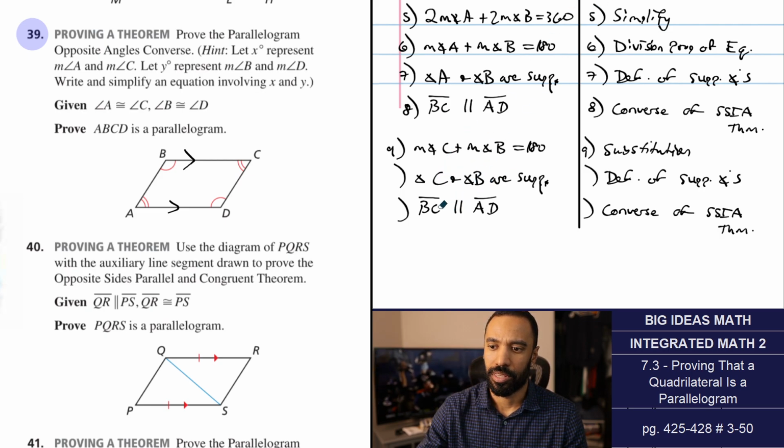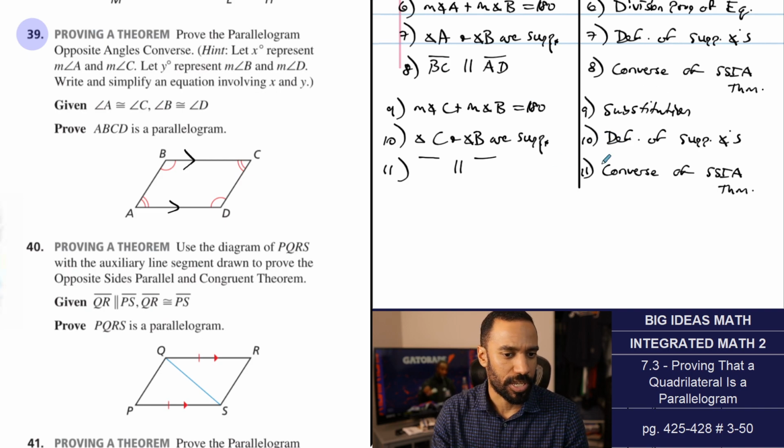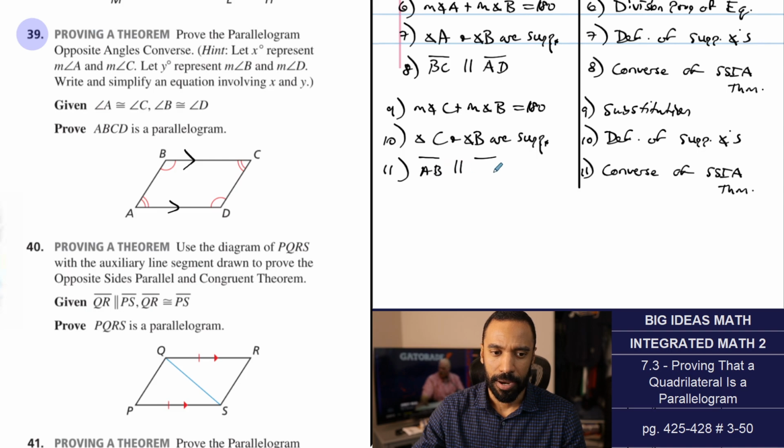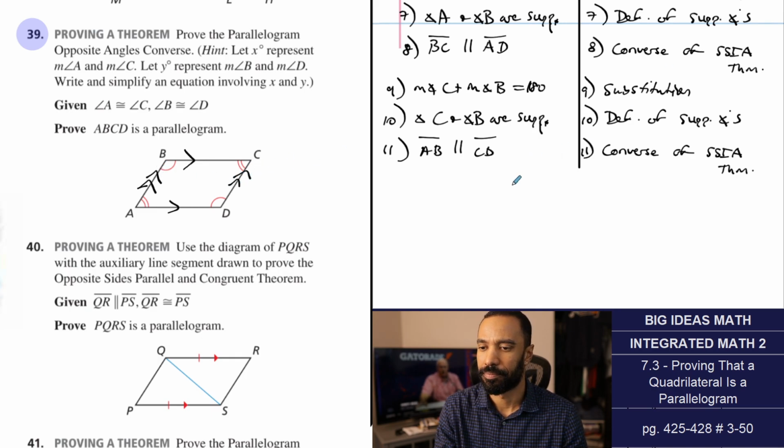And now the other 2 sets of lines are going to be parallel to each other. So this is statement 10 and 11. C and B are supplementary. That makes AB parallel to CD. So now these 2 are parallel here by that converse. Now it's a parallelogram by the definition of parallelogram.